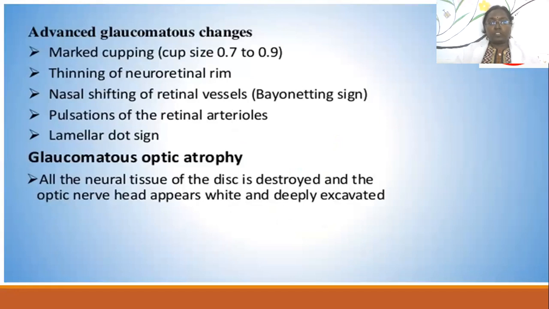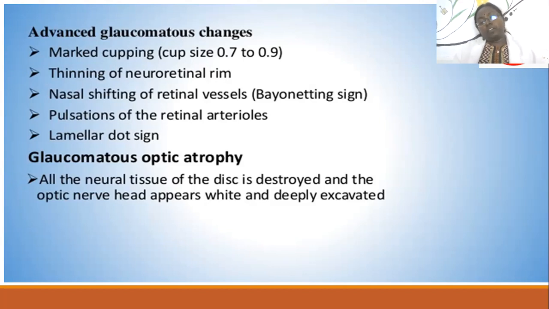Advanced glaucomatous changes include marked cupping, that is more than 0.8, 0.9, thinning of the neuroretinal rim, and the laminar dot sign. The laminar dot sign is because of the exposed lamina fibrosa. There can be pulsation of the retinal arterioles. Nasal shifting of retinal vessels is there. This is called the bayoneting sign. Glaucomatous optic atrophy: all the neural tissue of the disc is destroyed, and the optic nerve head appears white and deeply excavated.